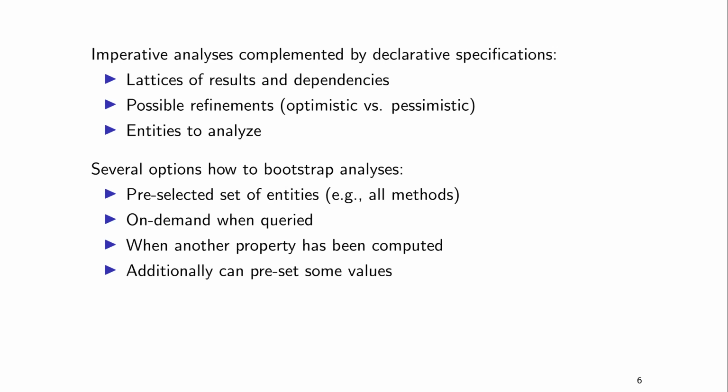One can analyze a pre-selected set of entities, such as all methods of the analyzed program. But analyses can also be started on demand, only for entities for which a result is required, either by the end user or by another analysis. Another option is to start an analysis once some other property has been computed. We use this feature extensively in our call graphs, where a method is only analyzed once it is found to be reachable. Finally, OPAL allows analysis developers to preset some values, for example for known base cases or entities that have been analyzed previously, possibly manually or by external tools.